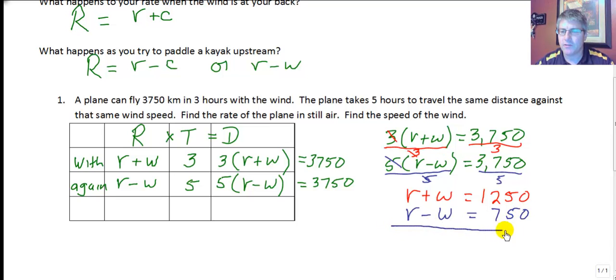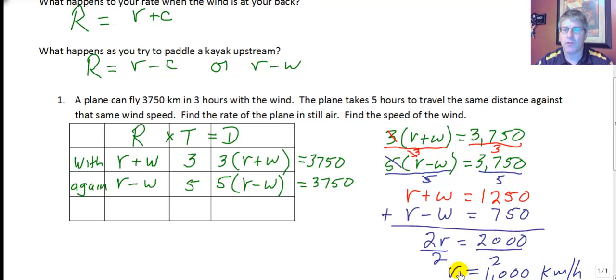So my two equations, I've rewritten them, and linear combination or elimination works really well here because I have equal and opposite coefficients on my w. So my w is going to drop out. So I have to remember, though, if I'm going to add these two, r and r is 2r equals 2,000, and we divide by 2, and we get r equals 1,000 kilometers per hour. We have just found our rate in still air, or our effort.